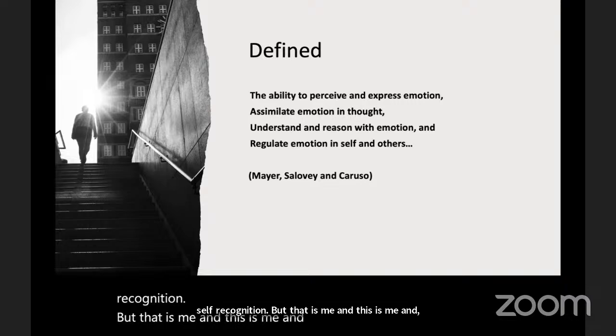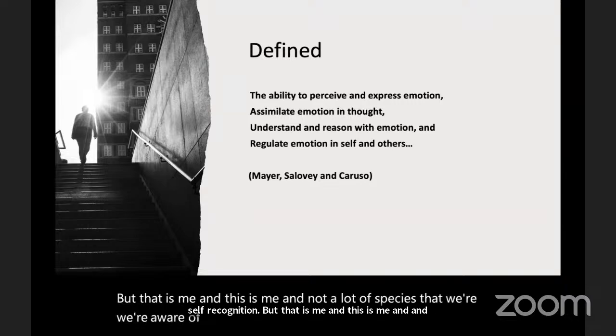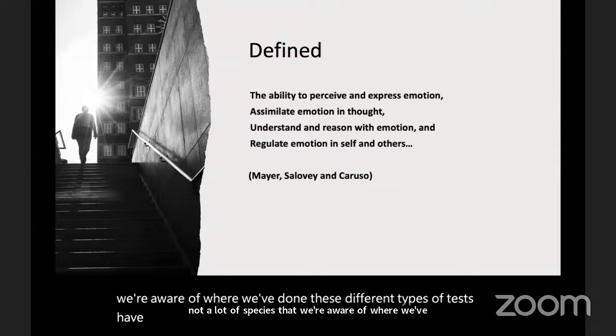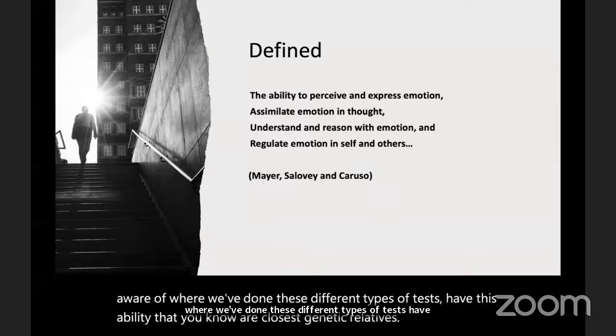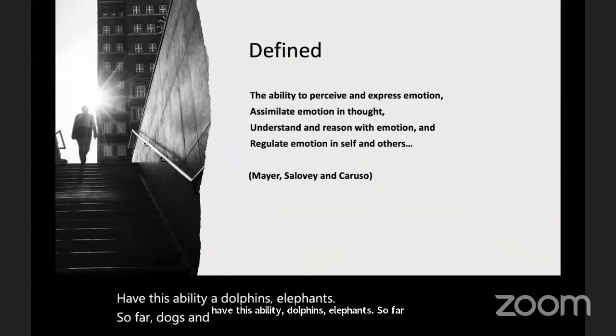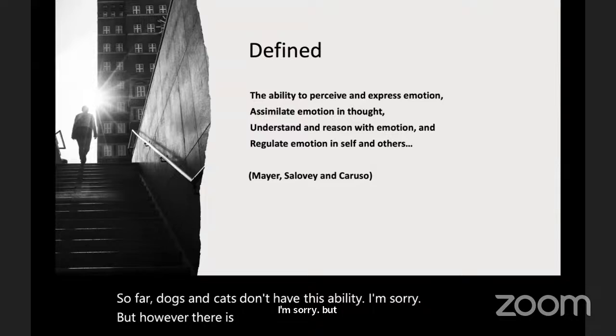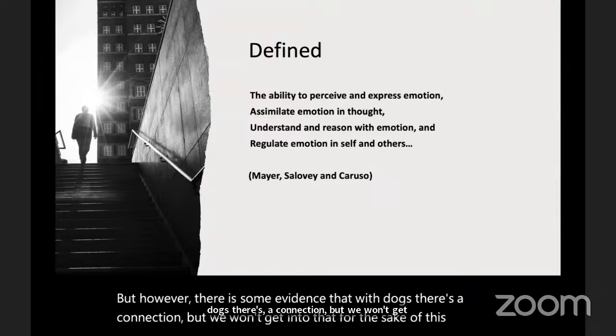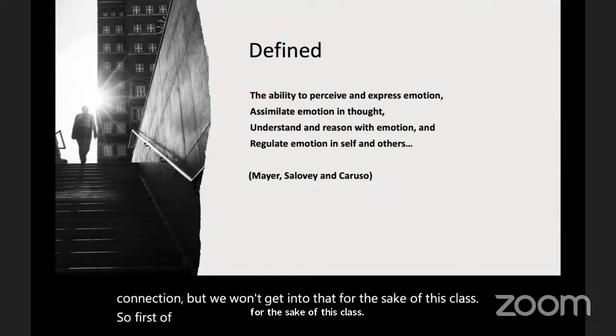And not a lot of species that we're aware of, where we've done these different types of tests, have this ability. Our closest genetic relatives, apes and monkeys, have this ability. Dolphins, elephants, so far dogs and cats don't have this ability. I'm sorry. However, there is some evidence that with dogs there's a connection, but we won't get into that for the sake of this class. So first of all, at 24 months, we start to recognize ourselves.